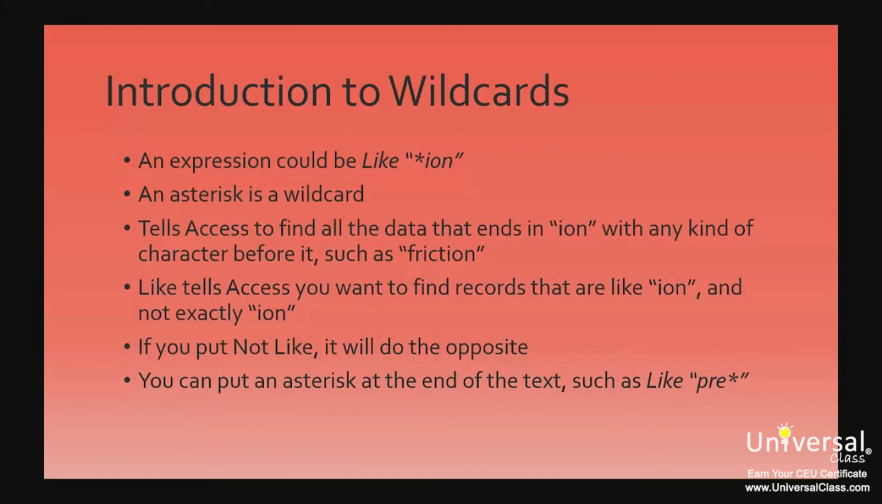If you look at the table earlier for the text criteria expressions, you'll see Like *ION. In this example, the asterisk is a wildcard. By adding the asterisk, you're telling Access to find all data that ends with ION. The asterisk replaces the characters that might come before the ION, such as in the word friction. The Like word in the expression tells Access that you want to find text strings that are like ION, or contain ION at the end. If you put Not Like *ION, it would then find all text strings that didn't have the ION in them. You could put the asterisk at the end of the text string as well. You could have Like pre* and find all text strings that start with pre. As you can see, it's really not that complicated.